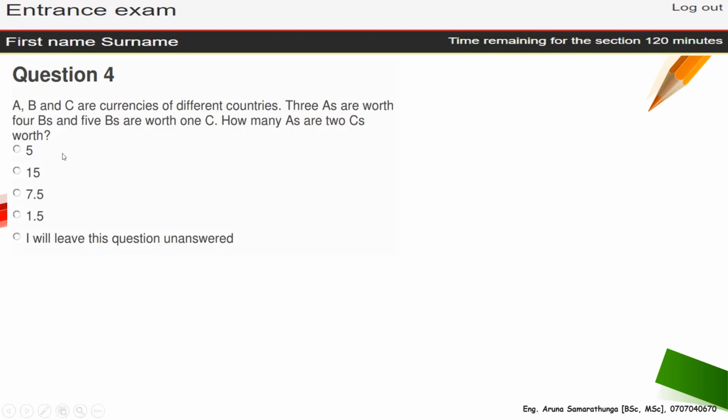Okay, fourth question. A, B, and C are currencies of different countries. Now this mathematical paper is actually the same as this, with only a few differences. Nowadays it's a little bit harder, but not as hard as the RS paper. So the mathematics paper I think is the same as this one, but a little bit harder.